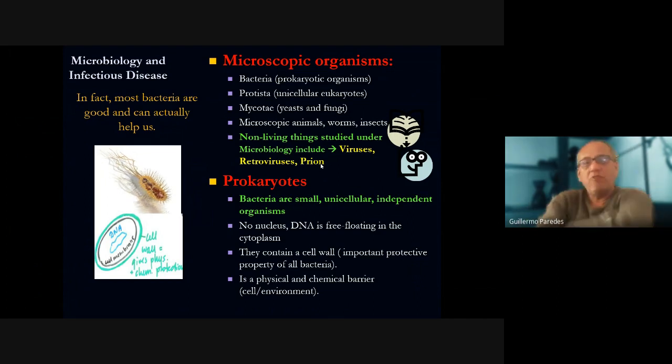Okay, questions for the exam. Bacteria are small, unicellular, and independent organisms. There is no nucleus, but they have DNA that is free-floating in the cytoplasm. They contain a cell wall, an important protective property of bacteria. So what is the cell wall? Listen to this, very clear, please. We are focusing on bacteria today.